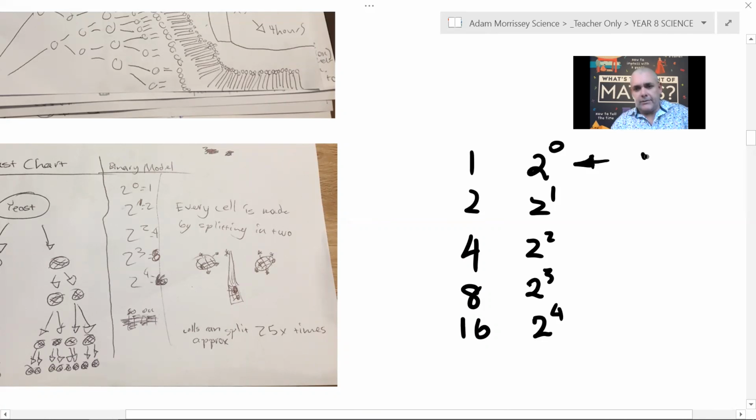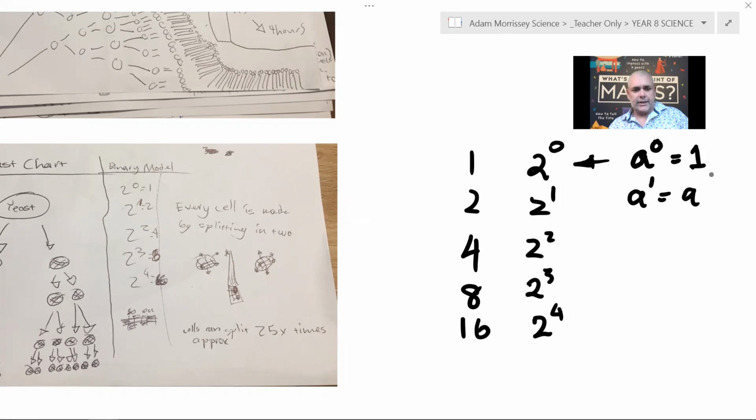Anything to the power of 0, maybe I write it like this: a to the 0 equals 1. And 2 to the power of 1 is just, any number raised to the power of 1 is just going to be that number again. So they're really important things that we can work on mathematically.